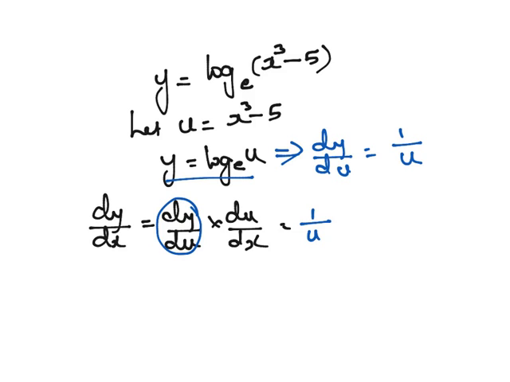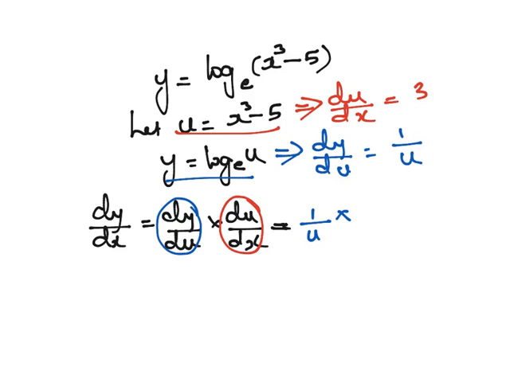So I get 1 by u multiplied with, now I need to find du by dx. Again use this. So I get du by dx equals 3x squared. Okay, so I get into 3x squared. So the final answer is 1 upon x cubed minus 5 multiplied with 3x squared. So this is the derivative of the given function. So this is how we differentiate certain functions using chain rule.